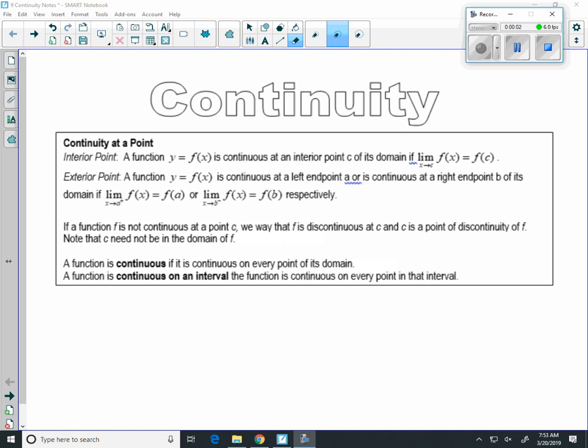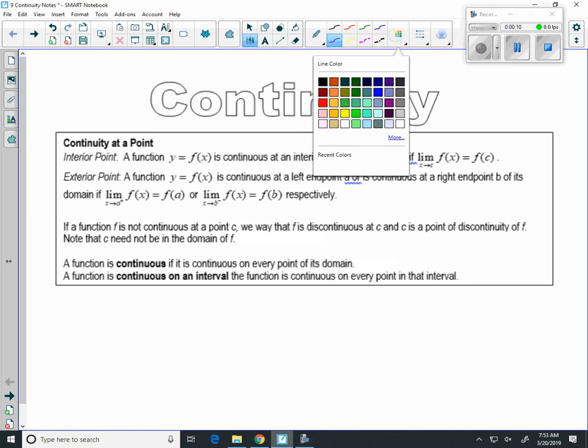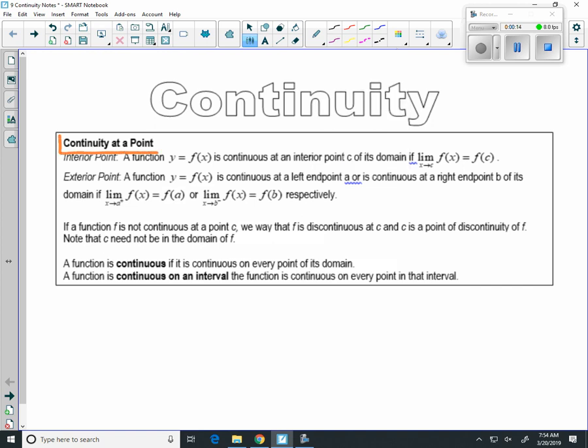All right, so this is a lesson on continuity. With continuity, we're going to be specifically talking about continuity at a point and how to prove whether your function is continuous or not at a certain x value.